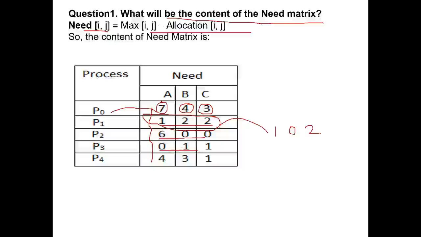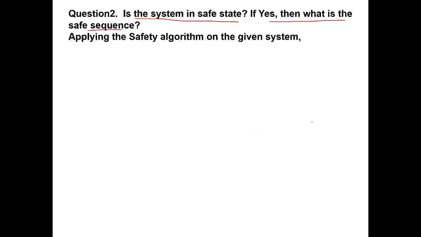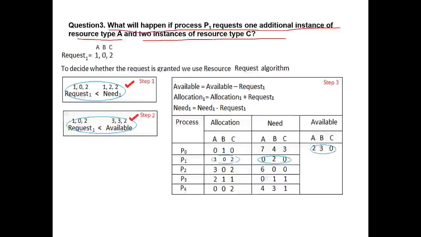So can the operating system fulfill this demand? When the operating system tries to fulfill the demand of process P1, can the system still remain in a safe state? That can be found out using the resource request algorithm. These are the steps carried out here. The first step is to compare the request with the need. This was the need of P1 which it was waiting for, and upon that it is requesting new additional resources. The condition is that the request must be less than or equal to need.